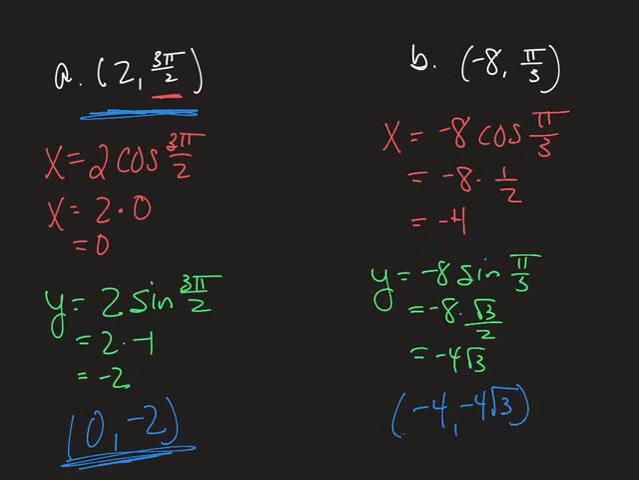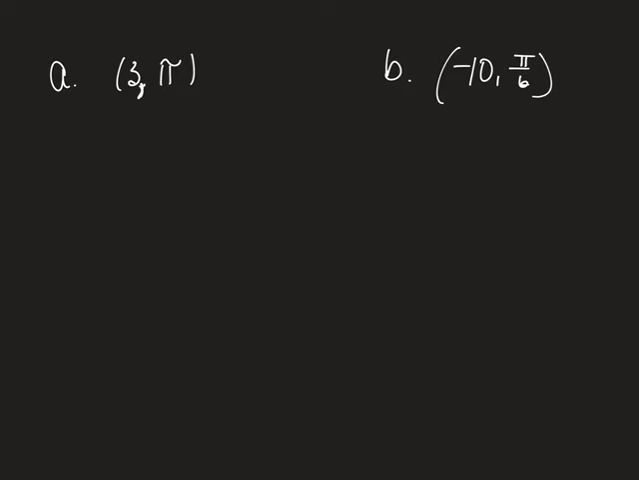Okay, so again, this right here is my rectangular. This right here is the polar. Okay, we're going to try just 2 more real quick ones.